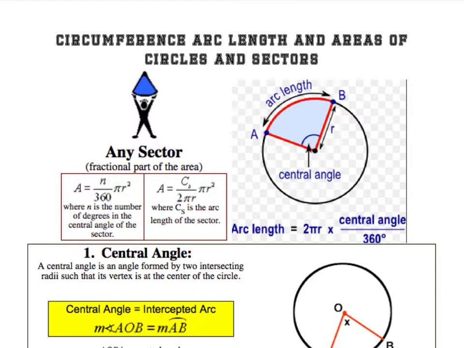Okay, so when we talk about circumference, arc length, and areas of circles and sectors, we always want to remember that these things, the arc length and sectors in particular, are portions of the entire circle. The entire circle has 360 degrees, and so we would figure out what the central angle is, divide by 360, and then multiply by either the area formula for a circle, which is pi r squared, or the circumference of a circle, which is 2 pi r, or pi times the diameter.